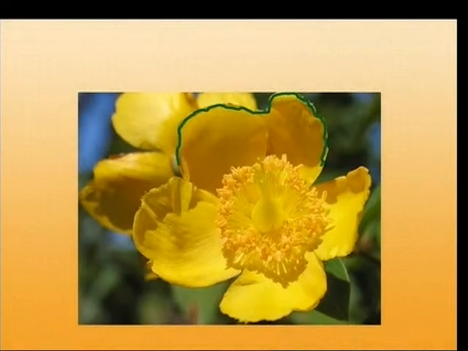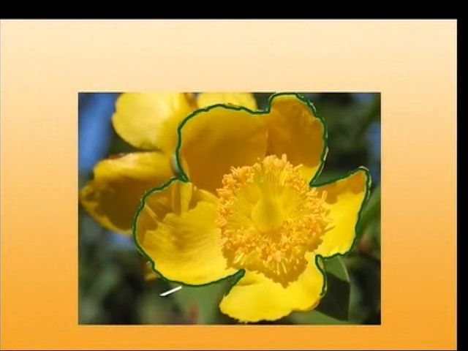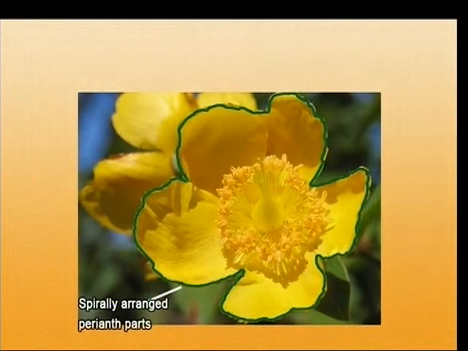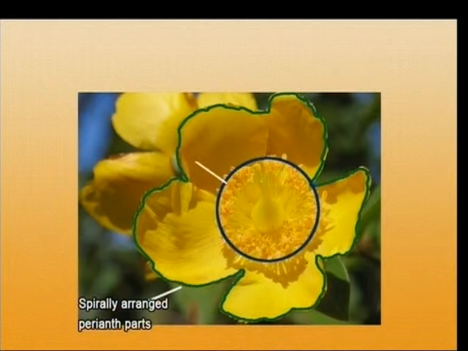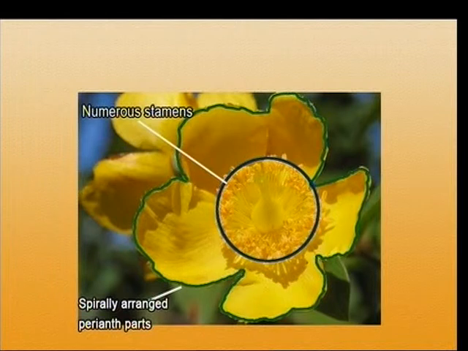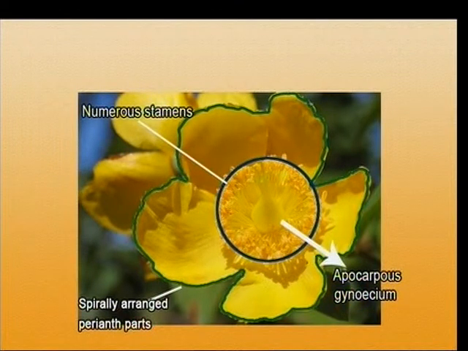The family Ranunculaceae is distinct in having the following characters, mostly in its flower. Number first, it has spirally arranged perianth parts, that is, sepals and petals are spirally arranged. Number second, a distinct character is that it has numerous stamens. And the third one is that it has an apocarpous gynoecium.